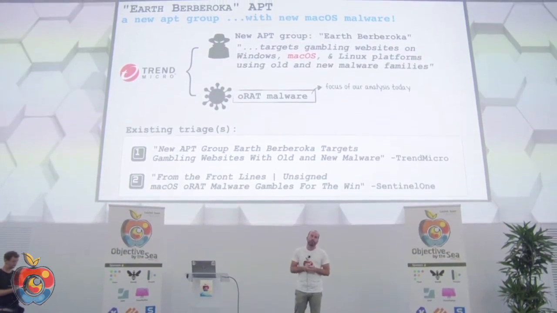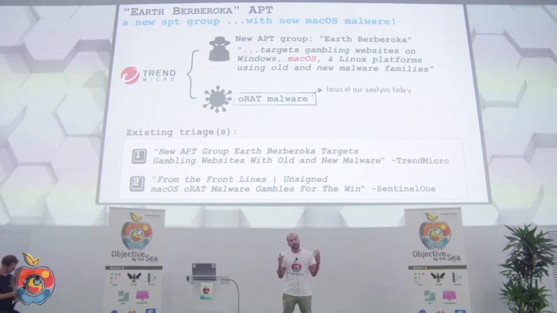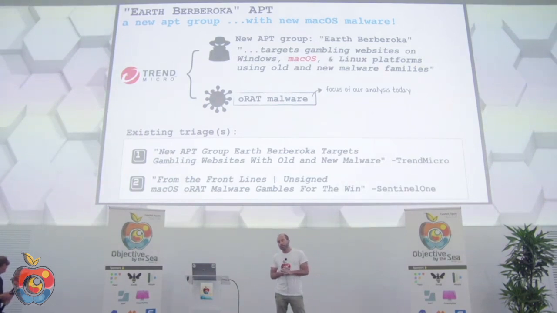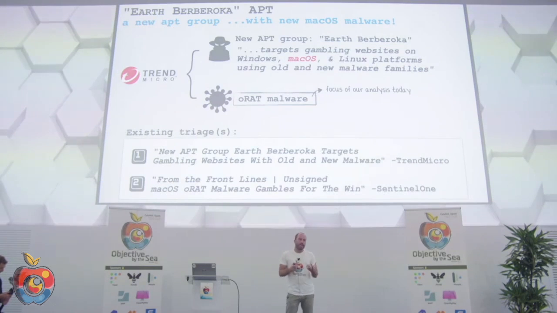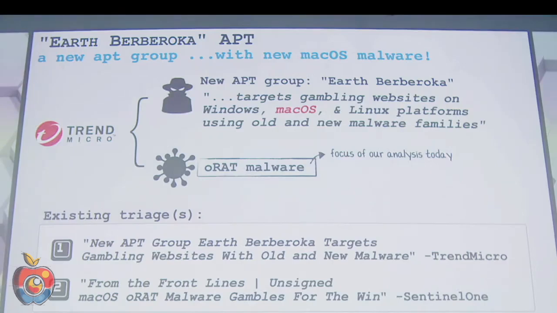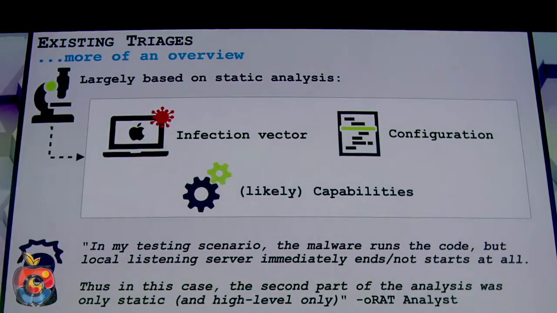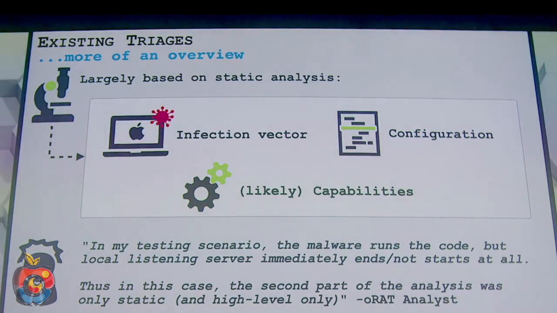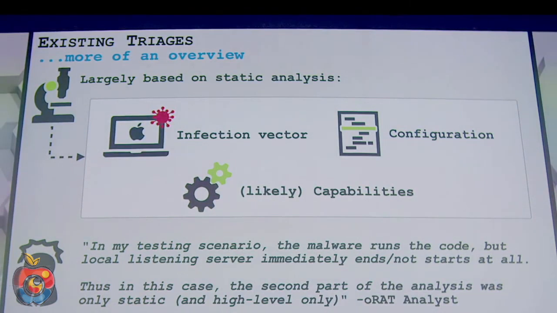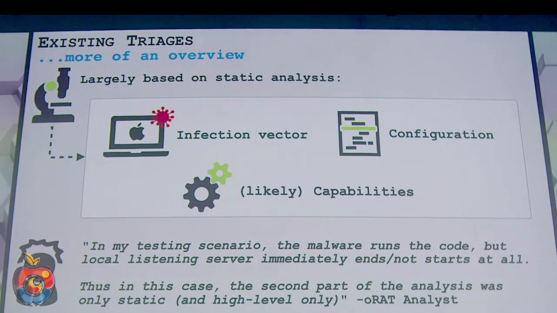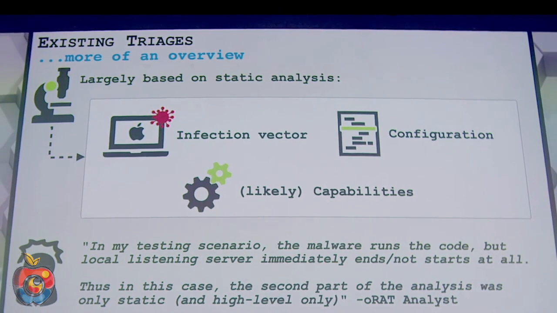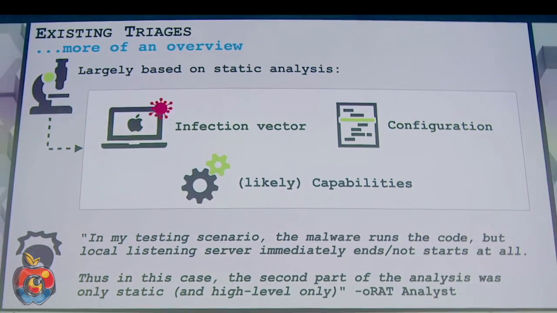Earlier this year, researchers at Trend Micro uncovered a new APT group. And the interesting thing to me about this APT group was that they had macOS capabilities, specifically a new Mac malware called oRAT. Now, Trend Micro and SentinelOne did some analysis of this malware sample, but it was largely a triage. So yes, they identified the infection vector, they talked about the configuration information, and did mention some likely capabilities.